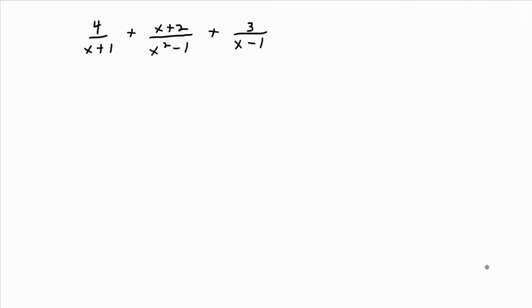Okay, so this one, you guys were working on your own. We have 4 divided by x plus 1 plus x plus 2 divided by x squared minus 1 plus 3 divided by x minus 1. And you guys are telling me that the first step is to factor the denominator. What did you get when you factored that middle denominator? There you go. So it's difference of 2 squares. The factor is x plus 1 times x minus 1.